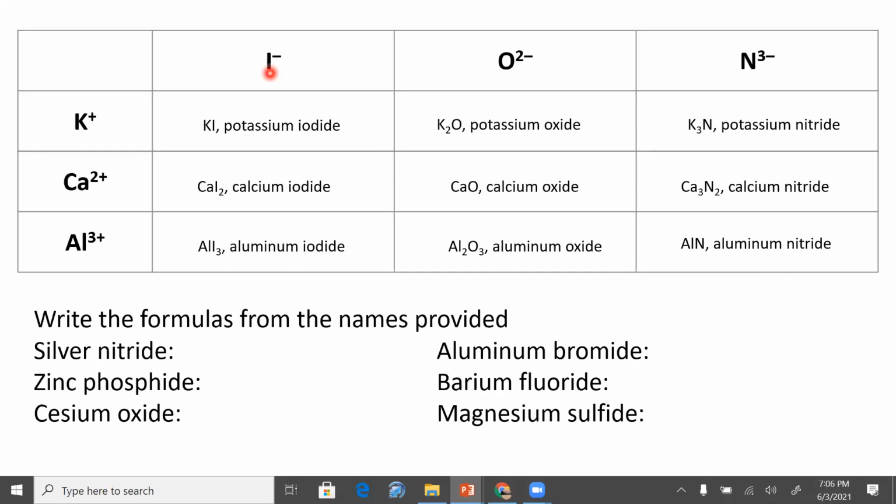All right, so now I'm going to make it a little bit more challenging. Instead of giving you the charges and asking you to write the formulas, I'm going to give you the names. You need to use your periodic table, figure out what the charges are, and then write the formula for those compounds. I'll give you a couple minutes to do that, and then we'll go over it, and then we'll take a break for just a couple minutes, and then we'll come back.